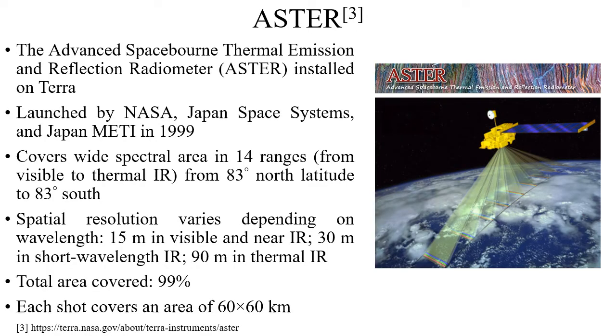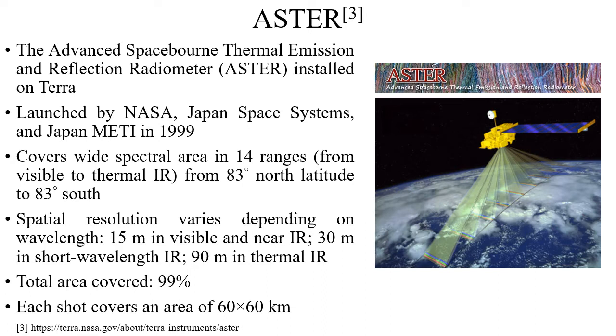As a source of information, we use the data by the ASTER radiometer, which was installed on the spacecraft Terra, NASA. This project was launched back in 1999 by NASA together with the Japan Space Systems Organization and the Ministry of Economy, Trade and Industry of Japan. The ASTER project covers the Earth in 14 ranges of wavelength, from visual to thermal infrared, from 83 degrees of northern latitude to 83 degrees of southern latitude.